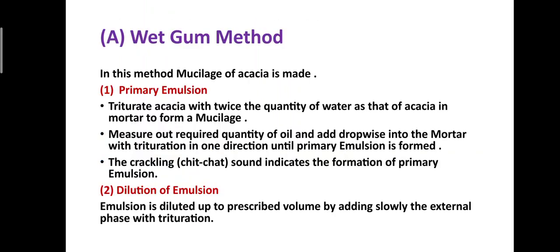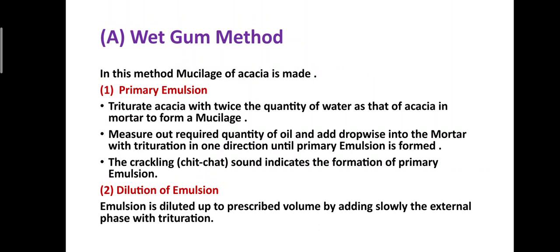Next point, methods of preparation of emulsion. There are two methods. First, wet gum method, and second, dry gum method. Let's see the wet gum method in detail. In this method, mucilage of acacia is made. First, primary emulsion. Triturate acacia with twice the quantity of water, as that of acacia, in a mortar to form a mucilage.